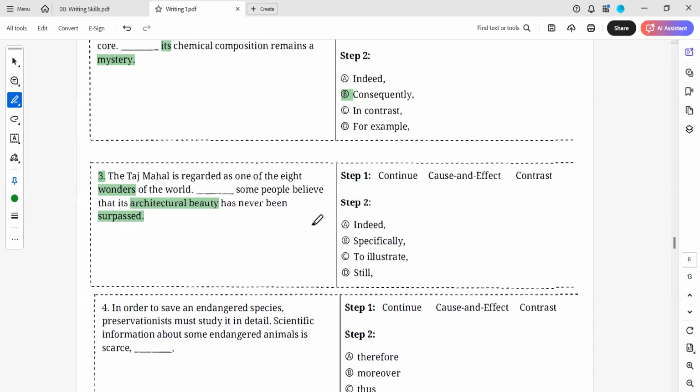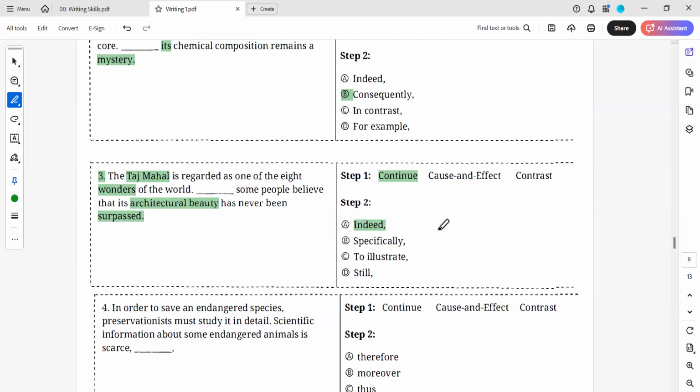Yes, perfect. Let's say it's obvious that the first sentence is addressing Taj Mahal, the beauty of Taj Mahal. It's regarded as one of eight wonders of the world. Of course, because of its beauty, okay? Second sentence, still addressing the beauty of Taj Mahal. In that case, it's obvious. The relationship here? Continue. That's it. Okay, guys, we have two continuers here, by the way.